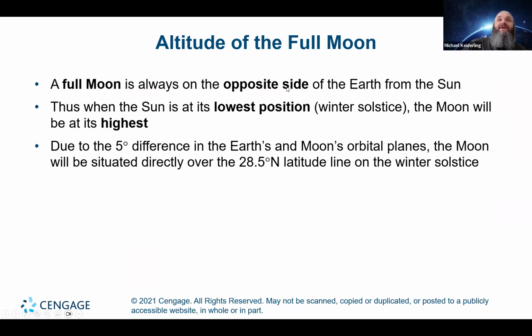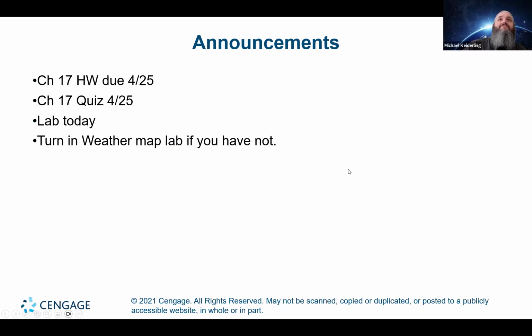So a full moon will always be on the opposite side of the Earth from the sun. So when the sun is at its lowest position, the winter solstice, the moon will be at its highest. And due to the 5-degree difference between the Earth's and moon's orbital planes, the moon can be situated directly over the 28.5-degree north latitude line on the winter solstice.